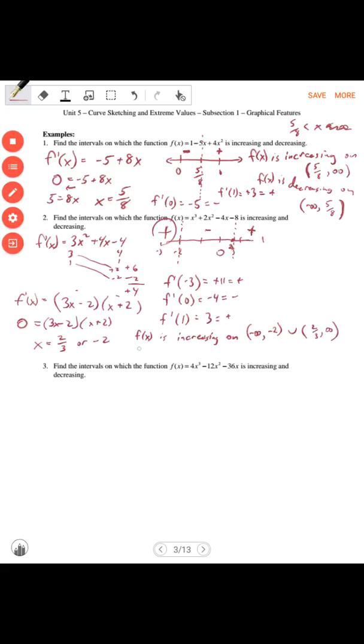And then f of x is decreasing on that negative interval, which is from negative 2 all the way up to 2/3. So negative 2 up to 2/3. That is how we find intervals of increase and decrease. A couple more and then we'll be done this part.